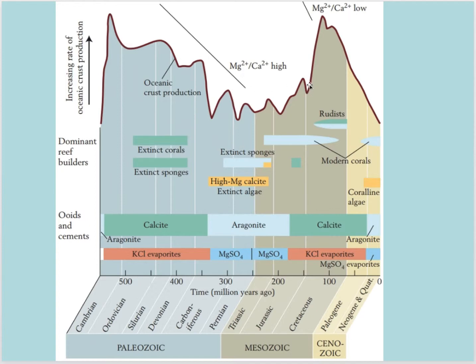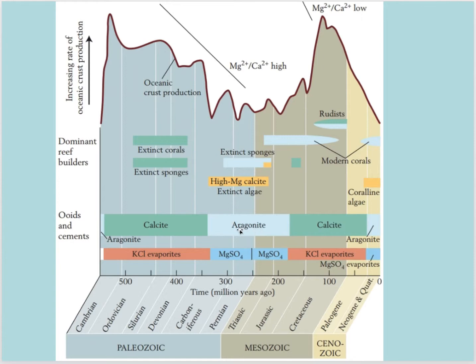So you can see here we had very fast seafloor spreading with the breakup of Pangaea, so we have low magnesium to calcium ratios. And when we do have that, we're going to have calcite seas. When we have low production of mid-oceanic ridges, low seafloor spreading rates, low rates of hydrothermal circulation, we're going to have less magnesium being extracted from seawater, which means we're going to be having higher ratios of magnesium to calcium. And so that's going to give us our aragonite seas.